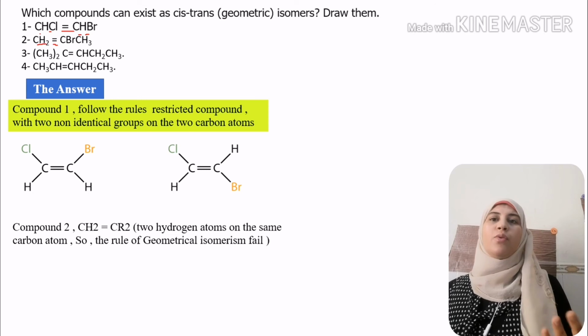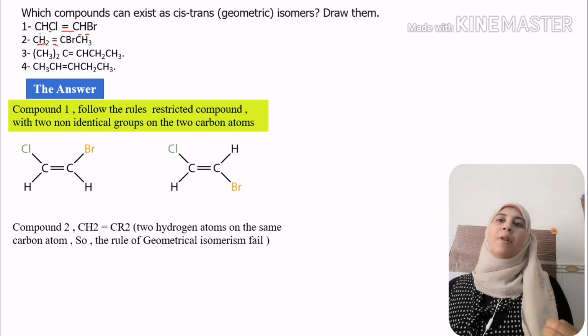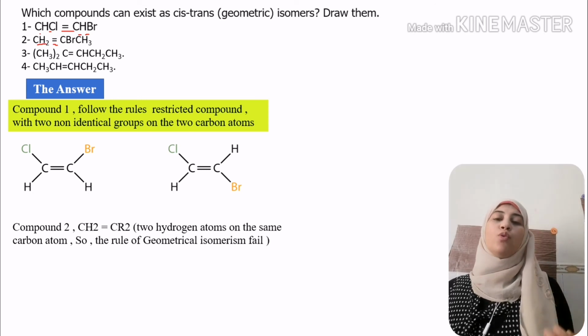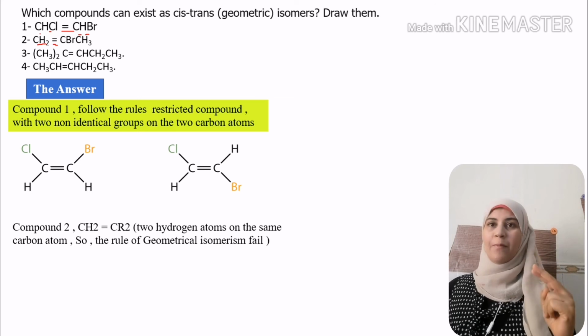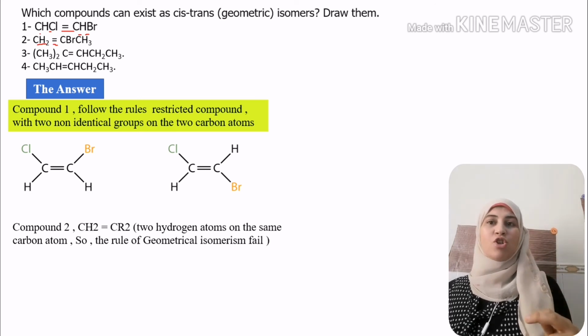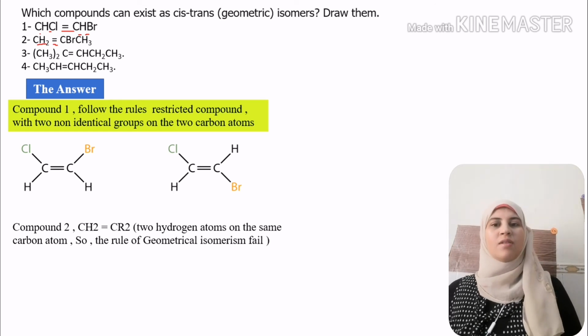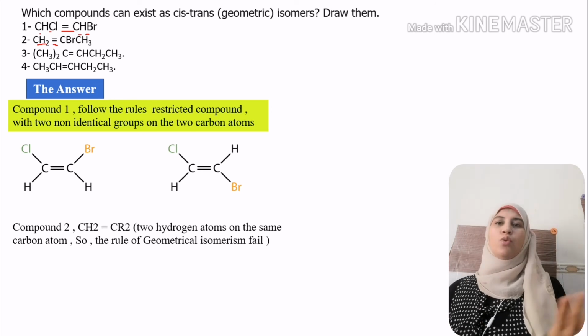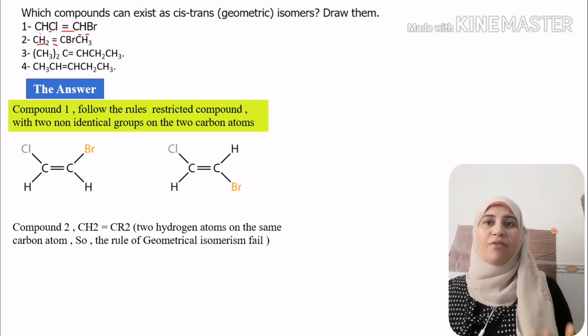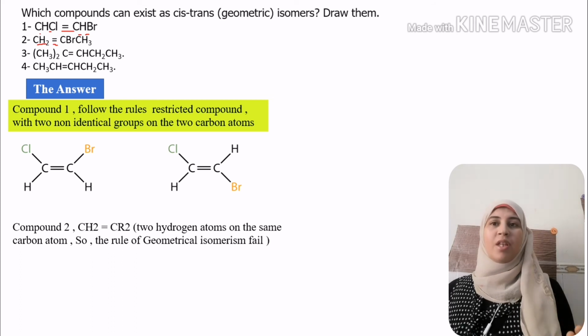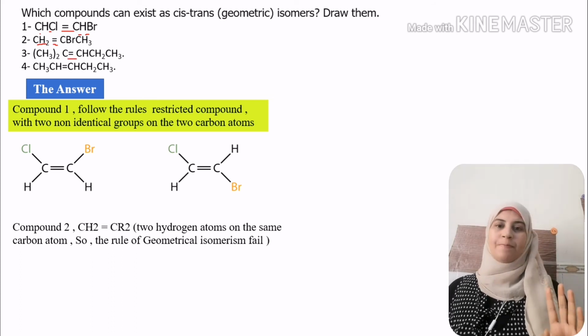Let's transfer to the third example. We have C attached to two methyl groups and CH2CH3. Do you expect we have cis and trans isomerism? Let's follow our rules. At first, we have restricted rotation. We have C attached to two methyl groups. So we have, at first, restricted rotation.